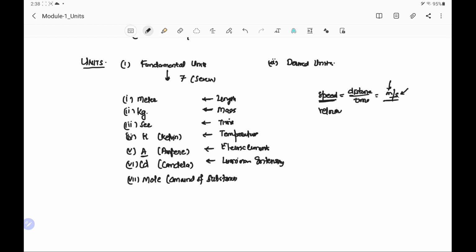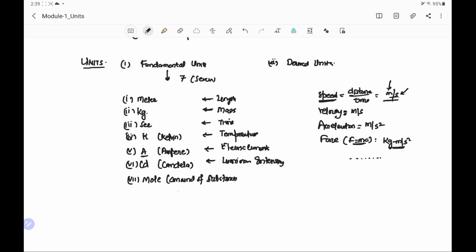Velocity, it is also meter per second. Acceleration, it is the rate of change of velocity. Its unit is meter per second square. Force, F equal to ma. It is the formula which we will discuss in Newton's law of motion. Its unit is kilogram meter per second square. So all these units, and many more physical quantities, all these units are the derived units.